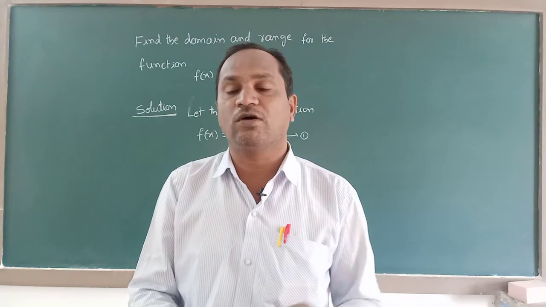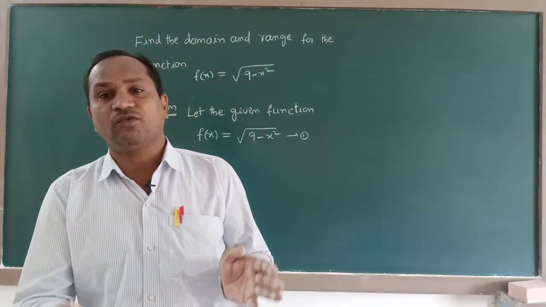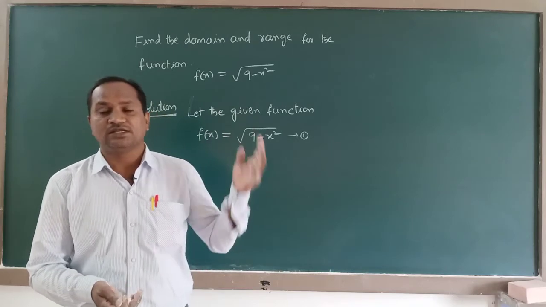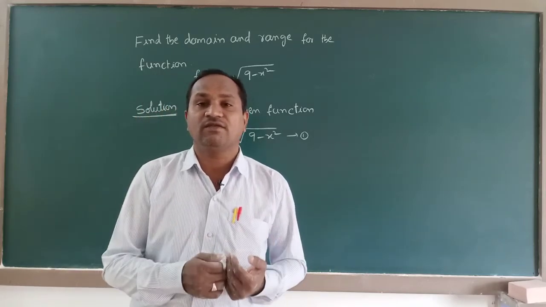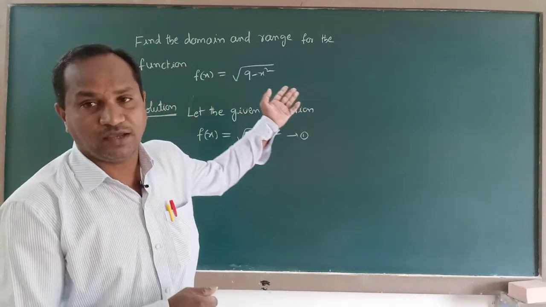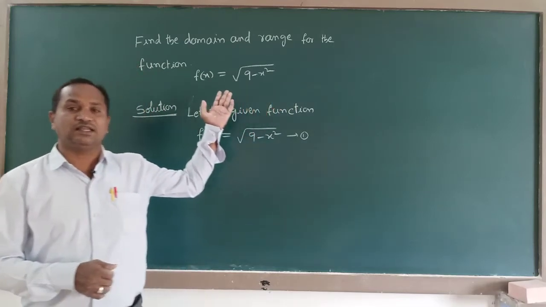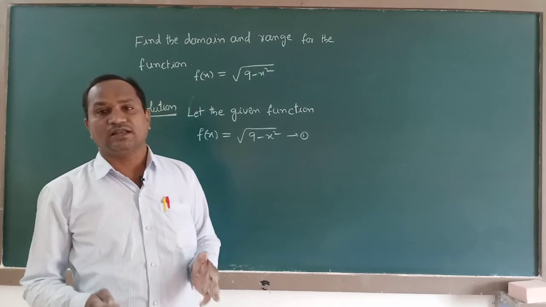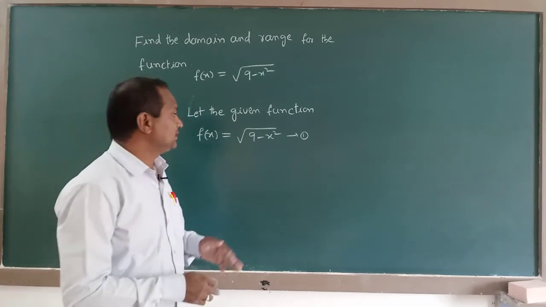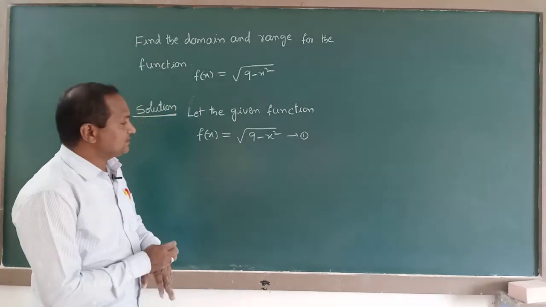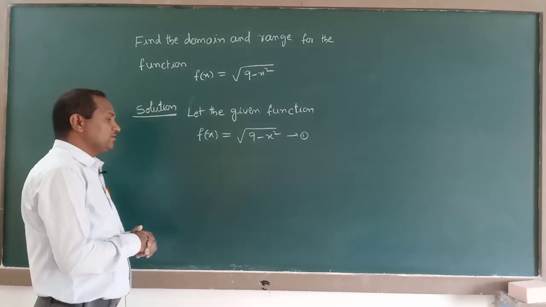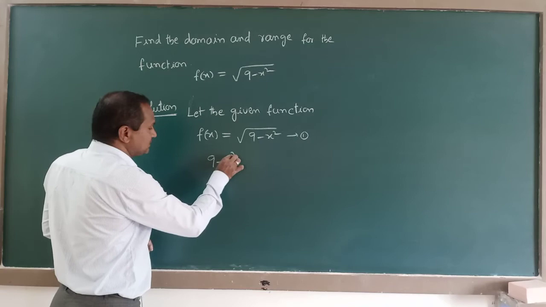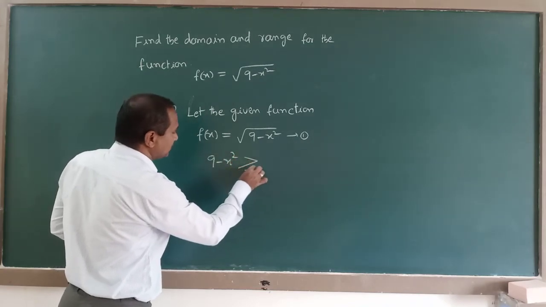They belong to complex numbers, but we don't want complex numbers here. We need only real numbers because the given function is a real valued function. When we see functions like these, we call them real valued functions. Here 9 minus x square is under the square root, so definitely you must take 9 minus x square is always greater than or equal to 0.